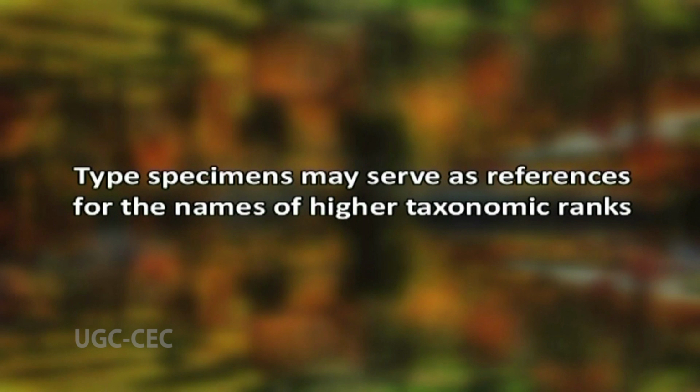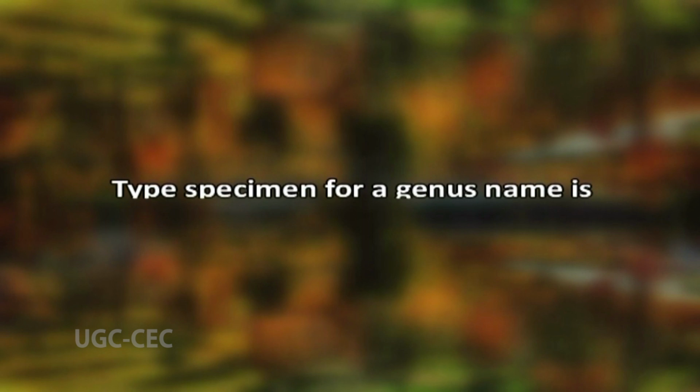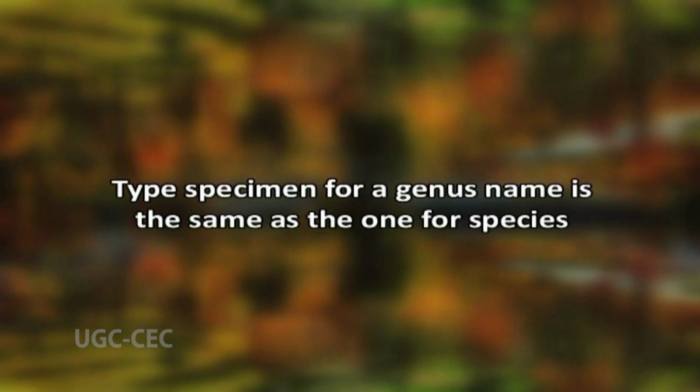Normally, we think of types as referring to names of species or infraspecific taxa. However, type specimens may serve as reference for the names of higher taxonomic ranks as well. For example, the type specimen for a genus name is the same as one of the species within that genus that was published first. The type specimen for a family name is the same as the one for the genus within the family that was published first.